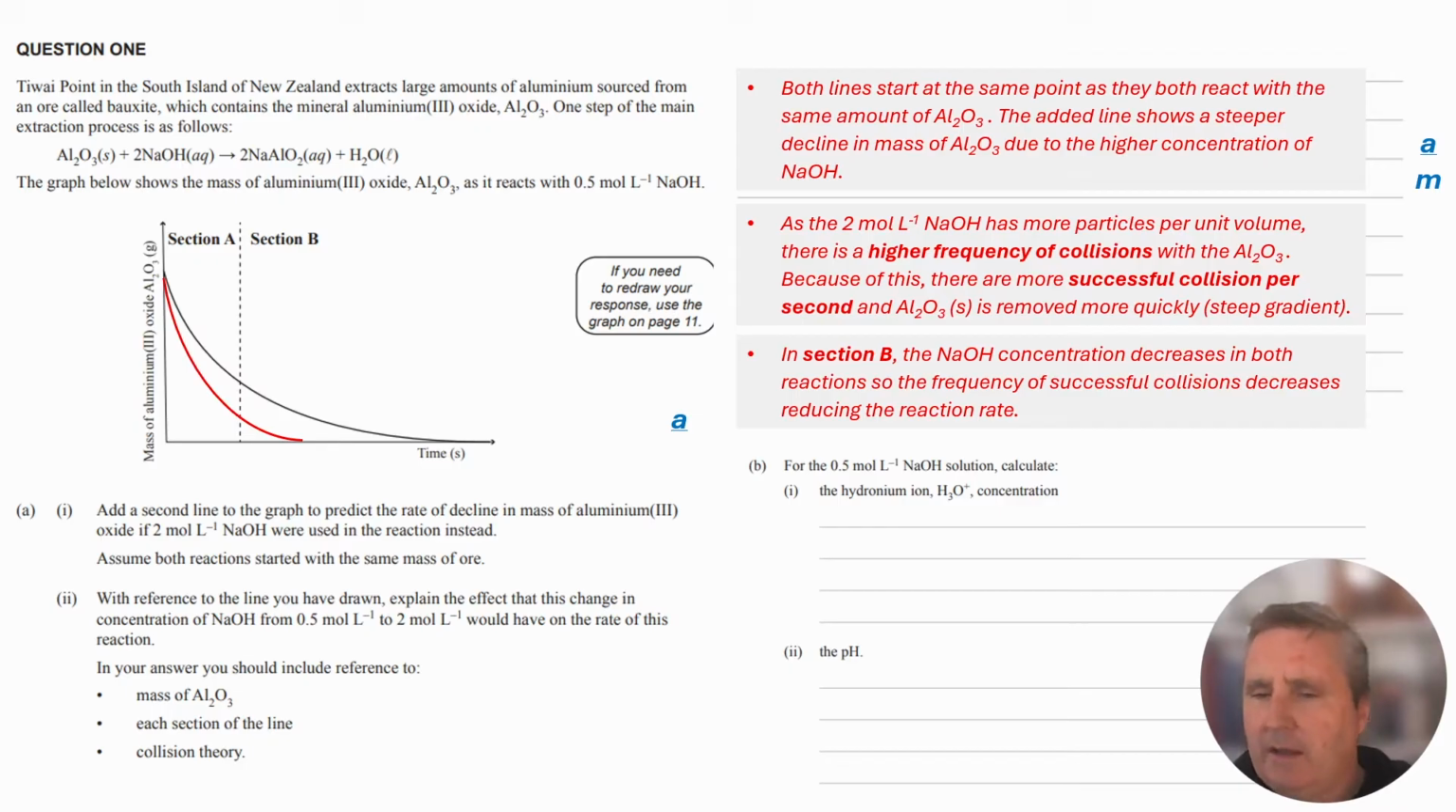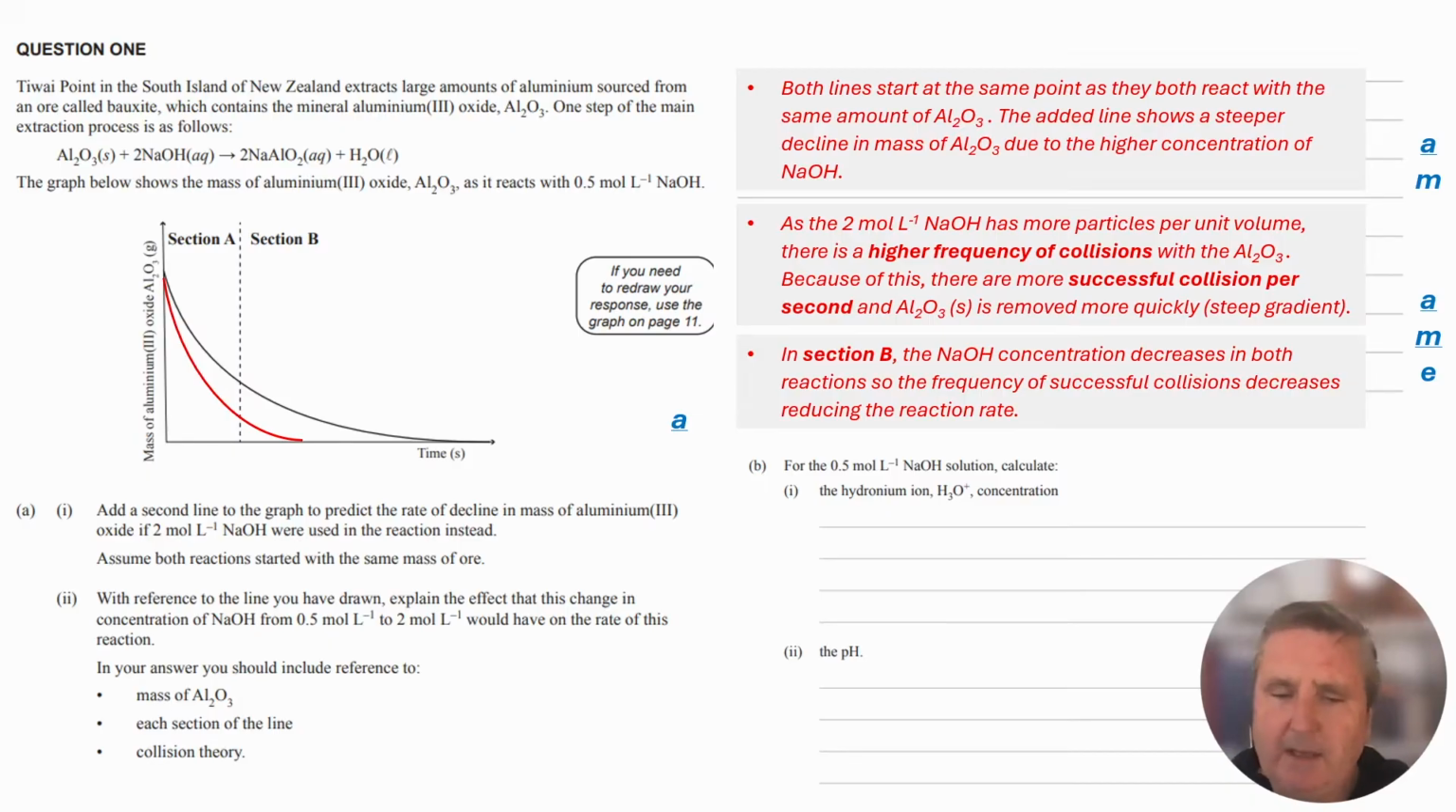So here, the total grades that you could have got: there were 2 achievement opportunities, 2 merits. Remember the 2 merits, one was explaining collision theory and one telling us what the difference was between section B and section A. Excellence was covering all points.